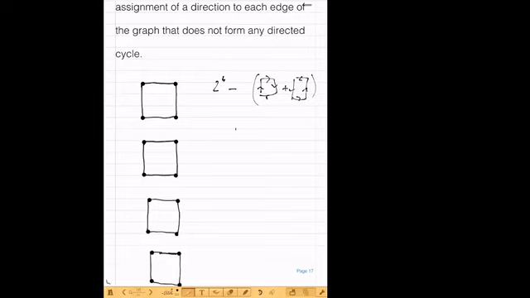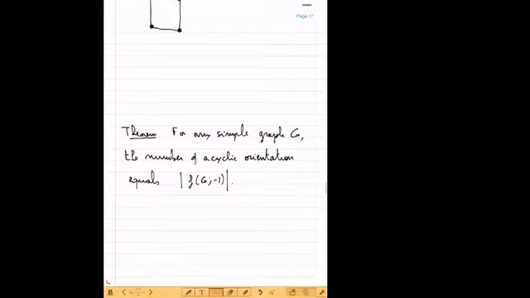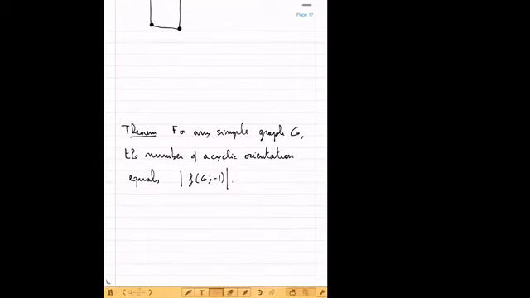So that should be 14. And the theorem is that that number can be obtained by evaluating the chromatic polynomial at -1. So if you assign to lambda the value -1, the value of the chromatic polynomial in absolute value is the number of acyclic orientations.